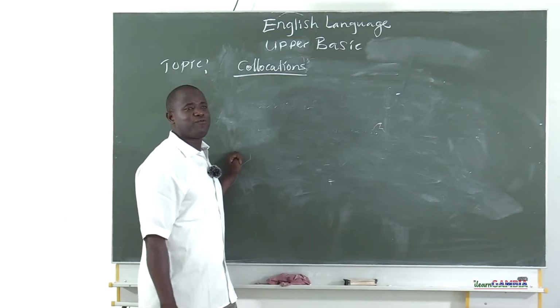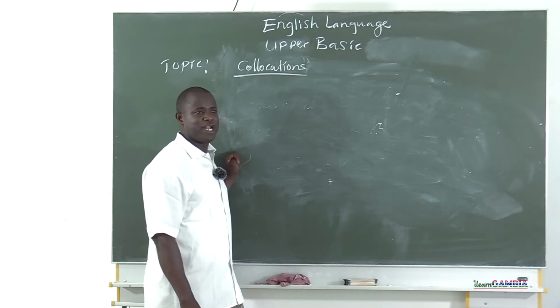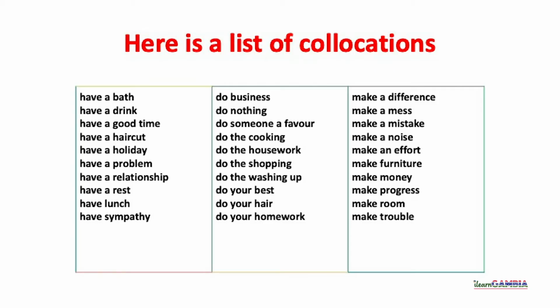Here is a list of collocation, words that can collocate. Have a bath. The word have can frequently go with bath. You can also say have a drink, have a good time, have a haircut, have a holiday, have a problem, have a relationship, have a rest, have lunch, have sympathy.